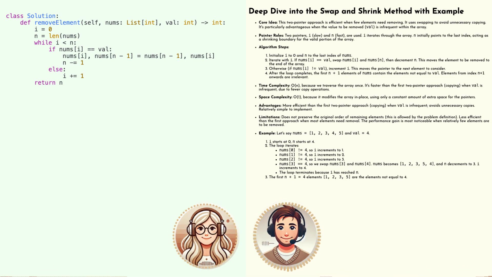What does I do next? I keeps going and finds another 2, this time at index 3. So we swap it with the element at N's current position, which happens to also be a 2. So it's swapping a 2 with itself. It seems a bit redundant, but why is that step important? Yeah, it does seem a bit redundant now that you mention it. But I guess it's important for keeping our logic consistent and making sure that N always marks the end of the active zone.